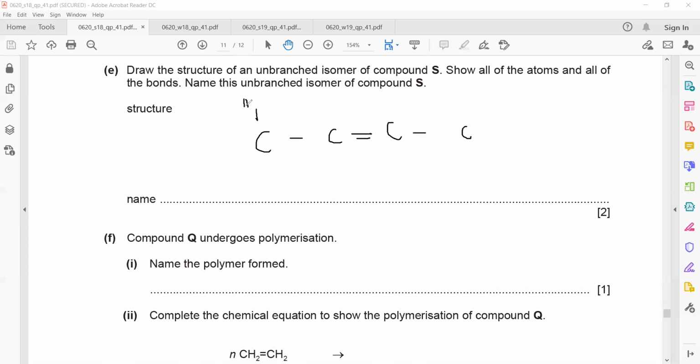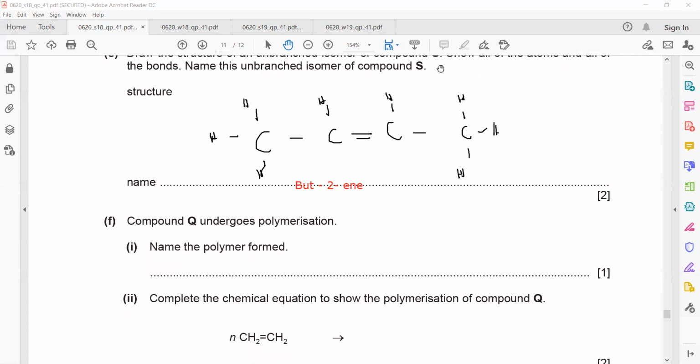So this will have three hydrogens. This will have one hydrogen, one hydrogen. We have to show all the bonds. And then the name of this compound, because the double bond is at the second carbon, it is but-2-ene.